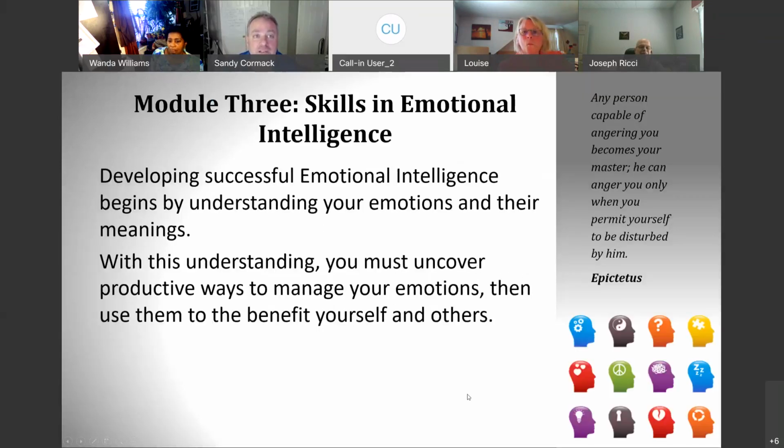So let's move on now to module 3, which is skills in emotional intelligence. The way you start developing skills is to focus internally by understanding your own emotions and their meanings. And when you get this understanding, you can start to discover productive ways to manage your own emotions and then use them to benefit yourself and others.